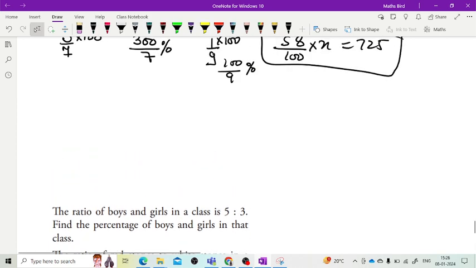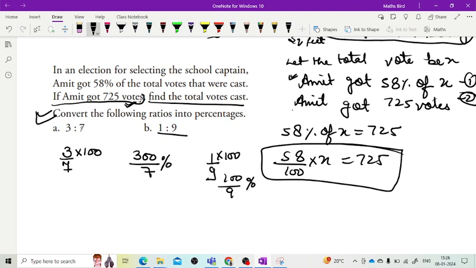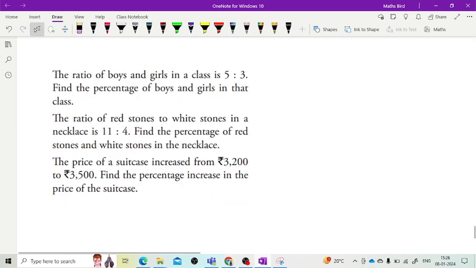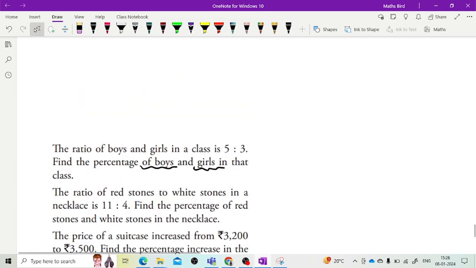One more thing. Here you can write one more thing, that is not like this. See, same thing, this is 3:7, 1:9, and this is 5:3. But here they are asking to find the percentage of boy and girl. They are asking percentage separately, but in the above question they didn't ask separately.